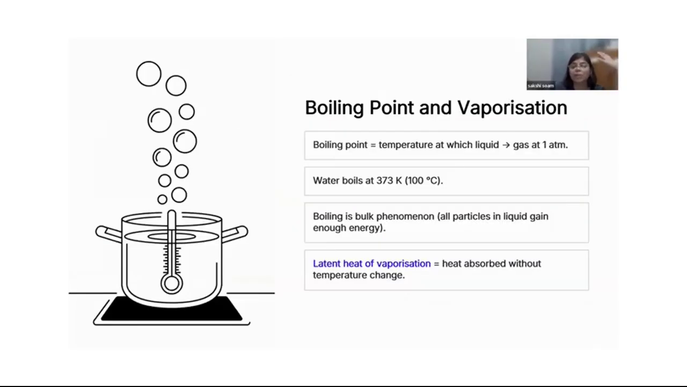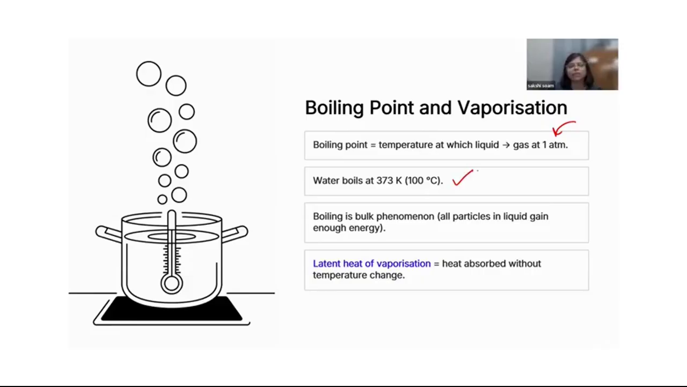Next is boiling point and vaporization. Boiling point is the temperature at which a liquid converts into gas at 1 atmospheric pressure. Basically, we have any liquid which is converting into gas, at a certain temperature, and the atmospheric pressure is 1 atmospheric pressure, right? So water boils at 100 degrees Celsius, right?